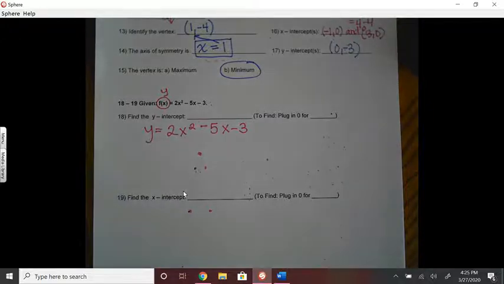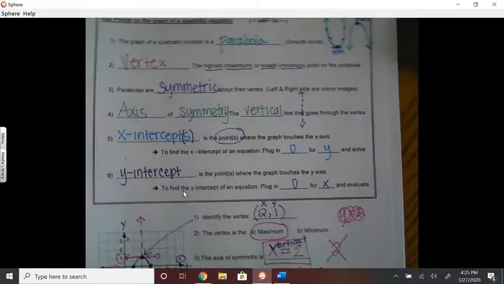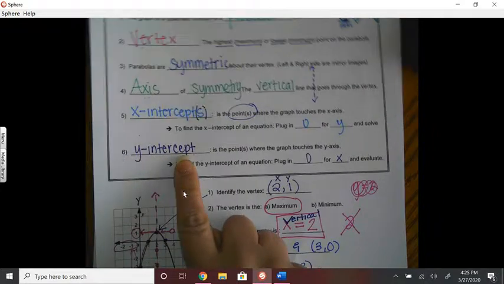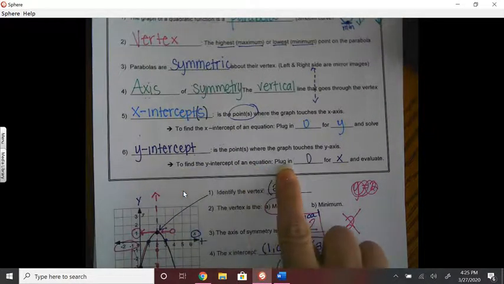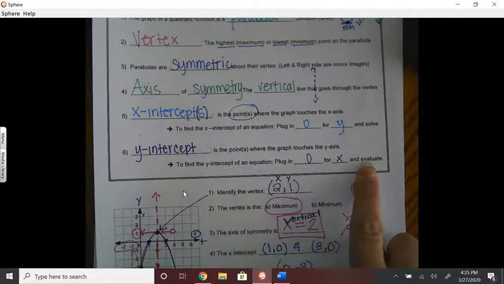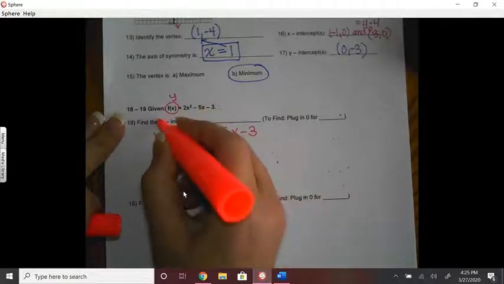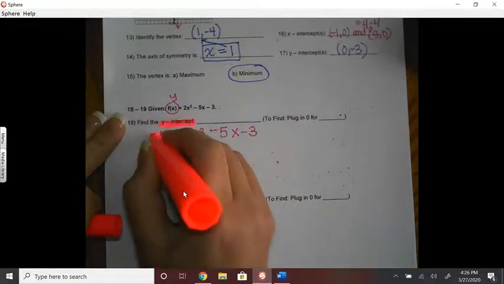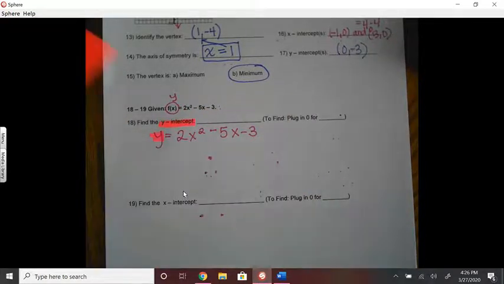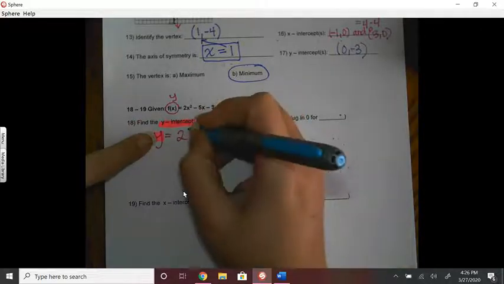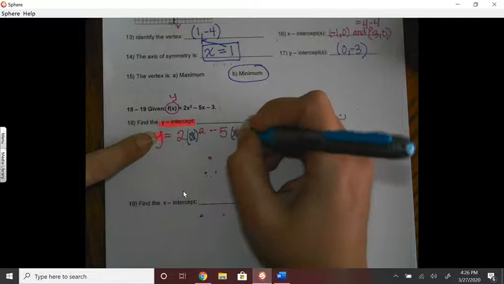At the beginning of our notes, we wrote down that to find the y-intercept, you're going to plug in 0 for the x and then evaluate. This is how I think of it. If I want to find the y-intercept, I need to leave the y in the problem. That's how I remember that if I'm finding the y, I need to leave the y there, and then I'm going to plug in 0 for the other variable.